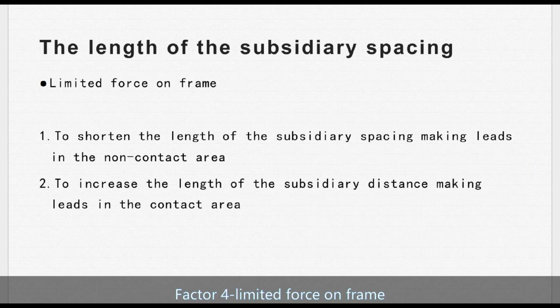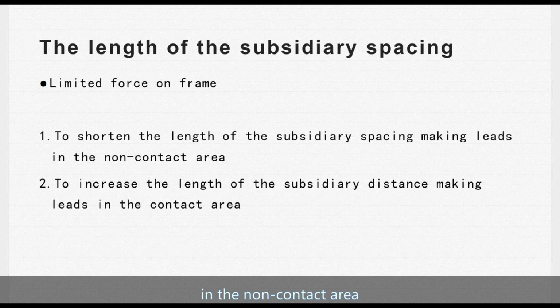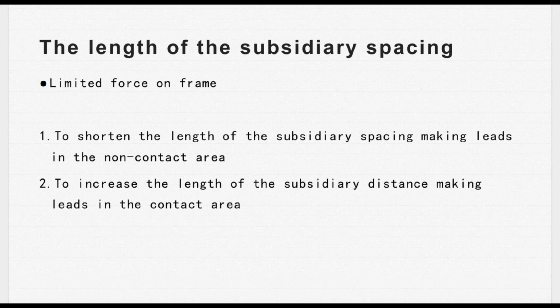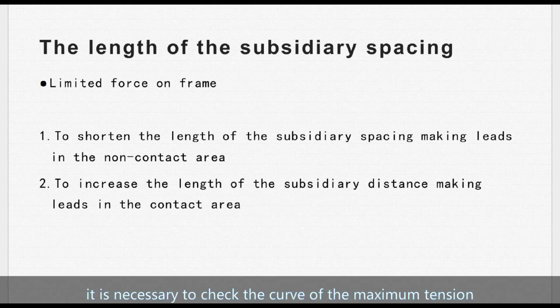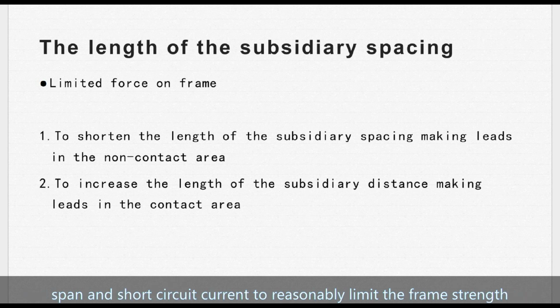Factor 4. Limited force on frame. In a certain splitting distance, there are two ways to reduce the maximum tension. The first is to shorten the length of the subsidiary spacing, making leads in the non-contact area. The second is to increase the length of the subsidiary distance, making leads in the contact area. In engineering design, it is necessary to check the curve of the maximum tension in the length of the subsidiary distance according to the selected lead type, span and short circuit current to reasonably limit the frame strength and decide the length of the subsidiary distance.